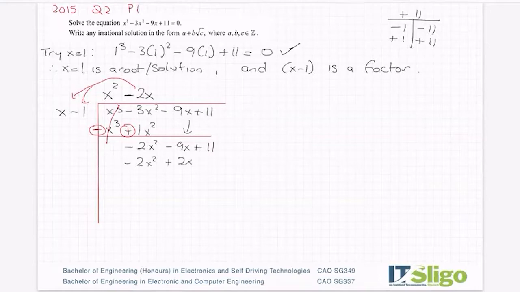Put a line under it, change the sign, and then I have minus 2x plus 2x is cancelled. Minus 9x minus 2x is minus 11x. And take down the plus 11.